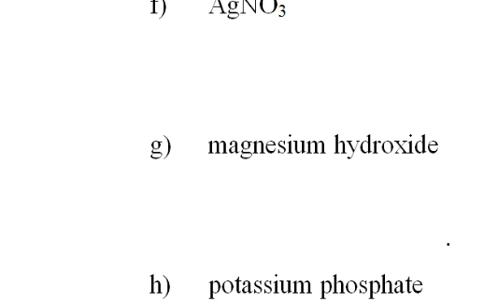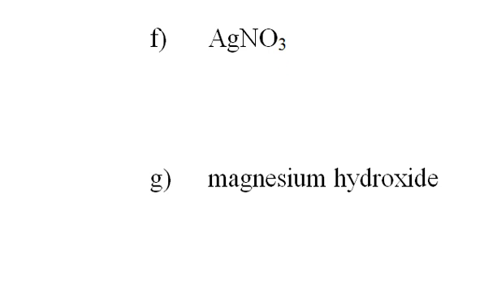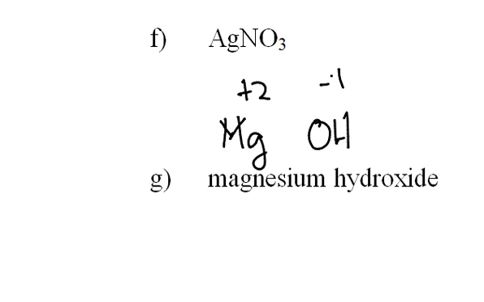Okay, so magnesium hydroxide. We have our magnesium with a +2 charge. So magnesium +2, hydroxide -1. Now here's a problem that a lot of students have. They go, oh, I need 2 hydroxides. So they just stick a 2 there and they walk away.